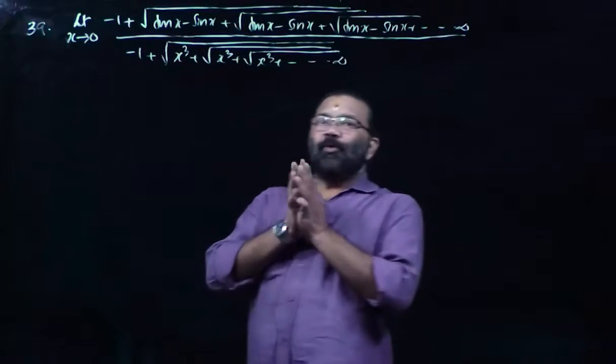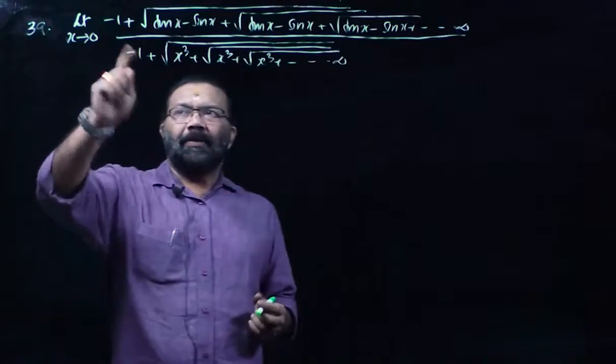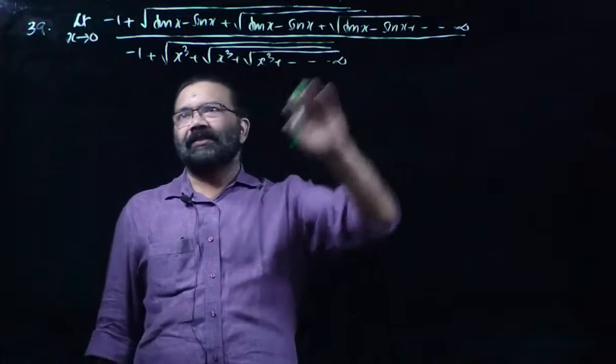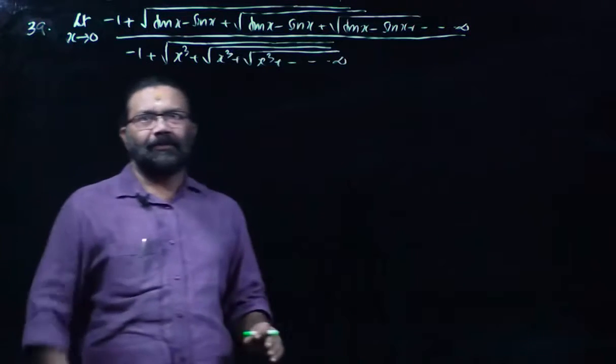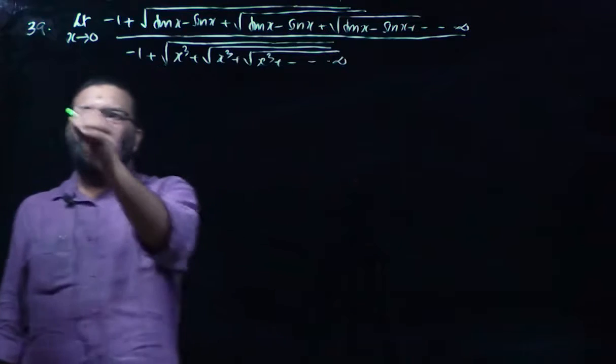Now, let us move on to question number 39. Limit x tends to 0, (minus 1 plus root of a recurring function) divided by (minus 1 plus again root of a recurring function with x cube).